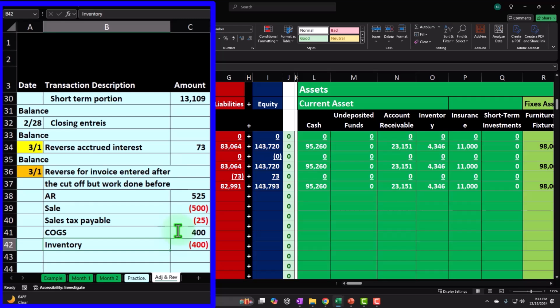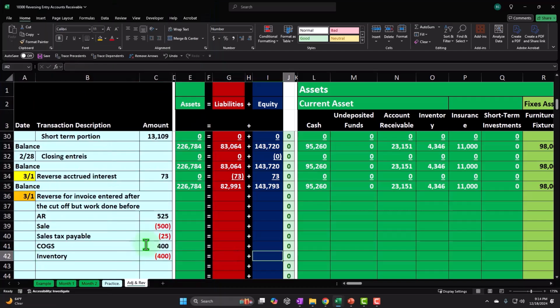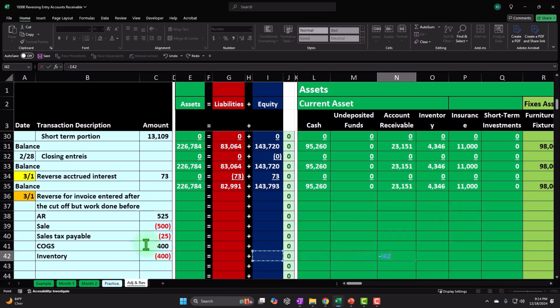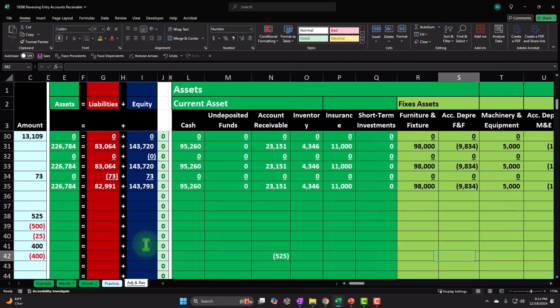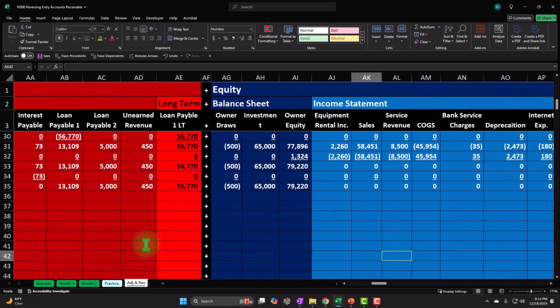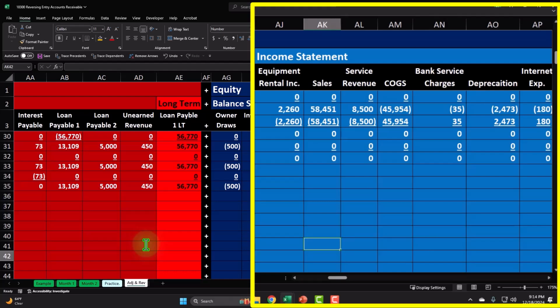Similarly, with these reversing entries, obviously we enter this as a journal entry, so we just want to think about the journal entry itself and then reverse it. So I'm going to put all the reversal on this line. Accounts receivable went up before, now we're going to bring it back down, so I'm going to say it's going to be negative of this 525. And then the other side is sales. The sales went up before, now I'm going to bring it back down.